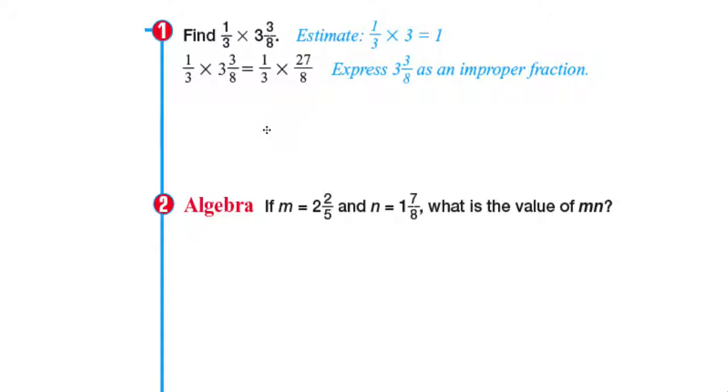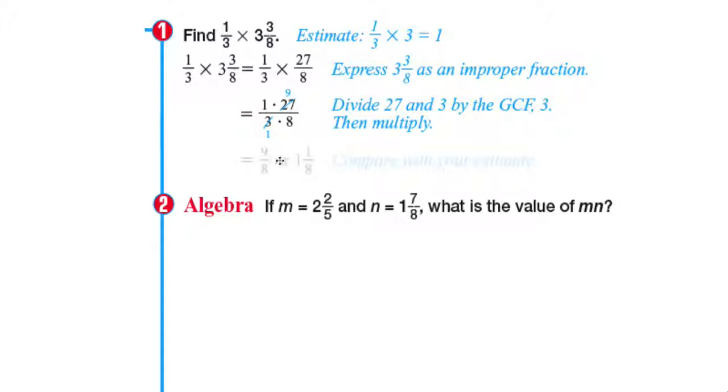With that, we simply find the GCF of 3 and 27, which is 3. So 3 divided by 3 is 1, and 27 divided by 3 is 9. And then we simply multiply 1 times 9, which gives us 9 over 8, as a mixed number 1 and 1/8. If you compare with our estimate, it is close enough. So our answer is correct.